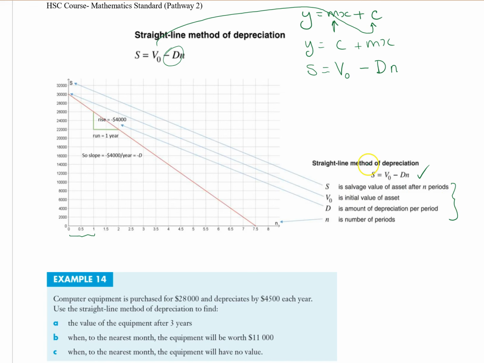So S is the salvage value after n periods, and it's plotted on the vertical axis. V0 is the initial value, and you can see that here is the 30,000. D, which is the gradient, is the rise over the run, which is a negative, tells us the amount that it's depreciating per period, and N is the number of periods.